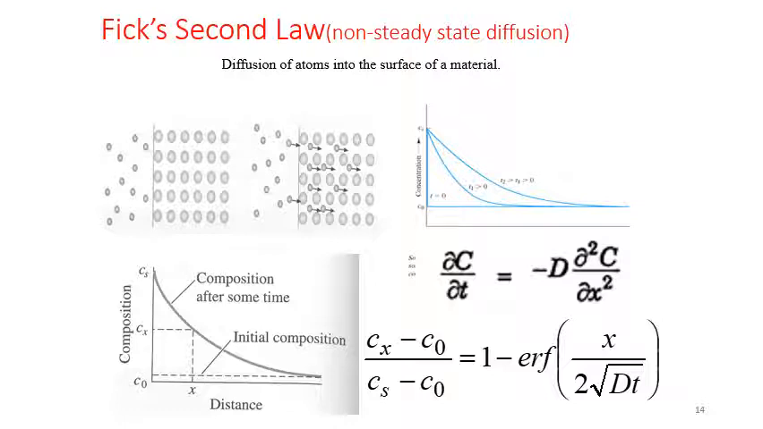So we can see that (Cx − C0) / (Cs − C0) is equal to 1 − erf(x / 2√(Dt)). So we are going to use this formula to calculate the diffusion rate at different levels.